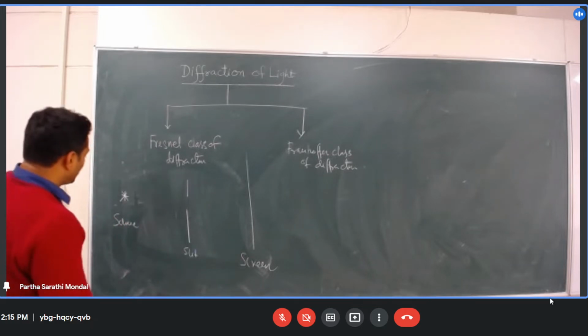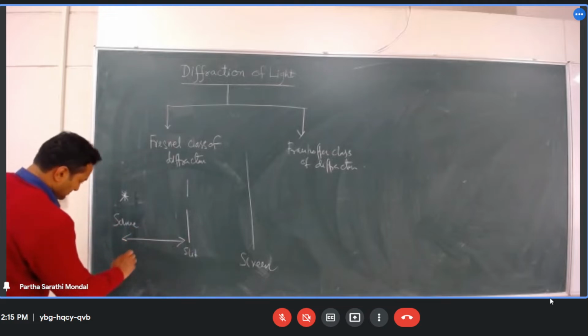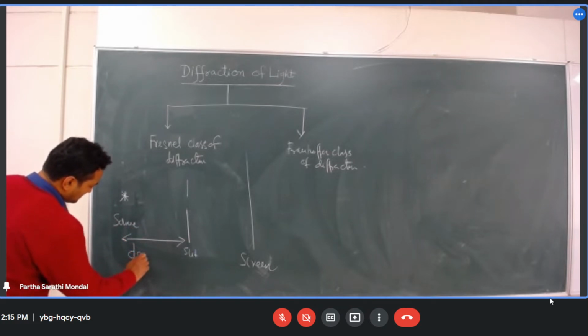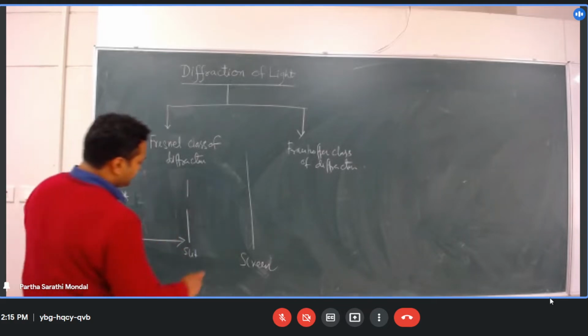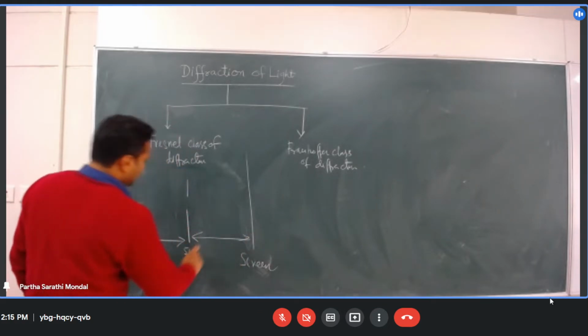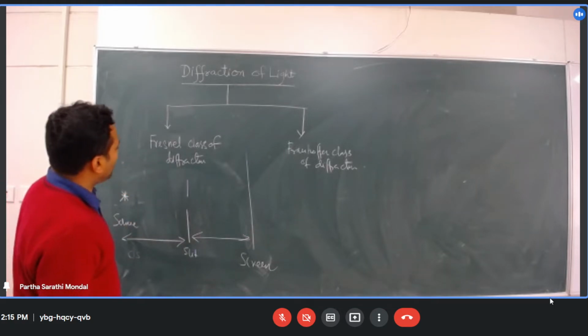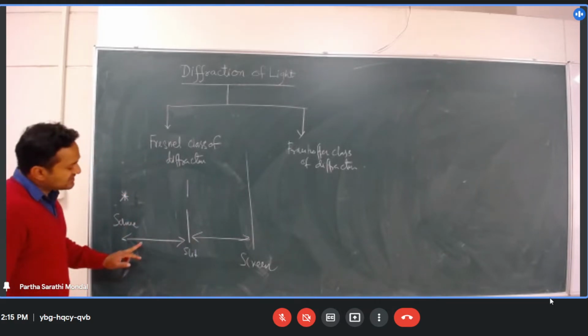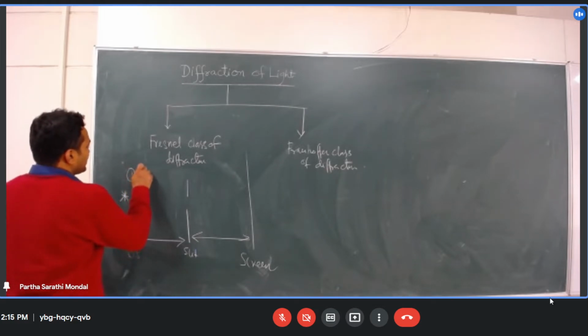Okay. So now there are two things. One is the distance between source and slit. Another is the distance between slit and screen. In the Fresnel class of diffraction pattern, these two distances are finite.